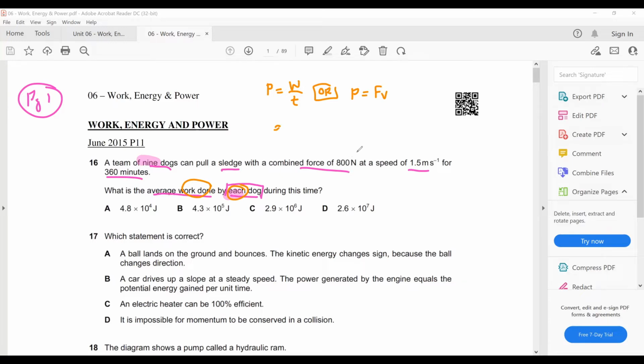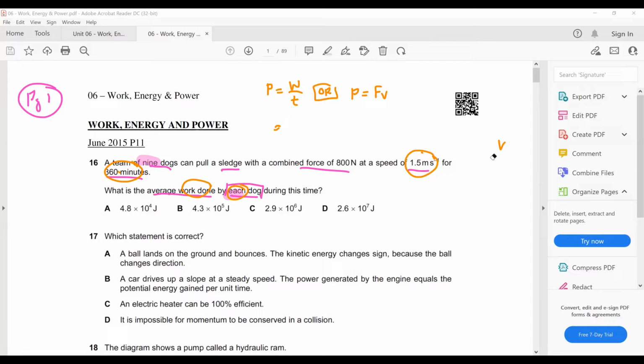Now you have speed and time. They tell you the speed of 1.5 meter per second for 360 minutes. That means for that entire 360 minutes, the speed is constant. Now, what can I get from these two? The time and the speed.